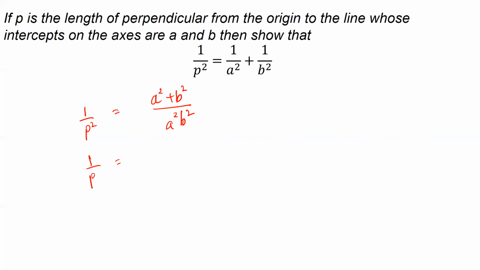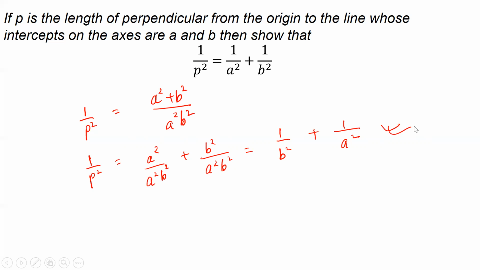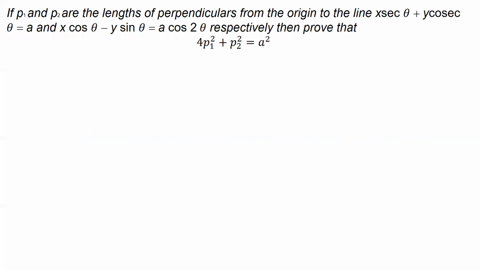So we have 1 by p squared is equal to a squared by a squared b squared plus b squared by a squared b squared. A squared cancels out, we have 1 by b squared. B squared cancels out, so we have 1 by a squared, and this is what was required to be proved. We are done. Next question.